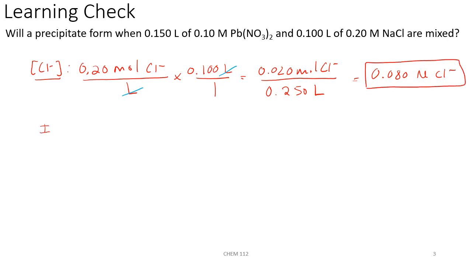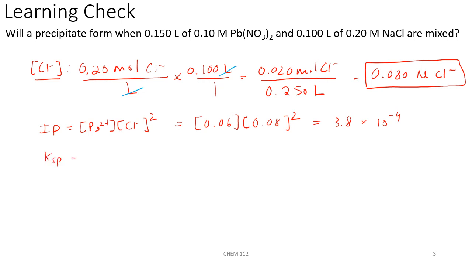Next, we want to calculate the ion product. The ion product is equal to the concentration of lead ions in solution times the concentration of chloride ions in solution squared. So now we can plug in those values. Our lead molarity we got was 0.06 molar. The chloride concentration was 0.08 molar, and that'll be squared. This gives us an ion product of 3.8 times 10 to the negative fourth. Our KSP off of the chart for our lead 2 chloride was 1.7 times 10 to the negative fifth. So in this example, our ion product was greater than our KSP for lead 2 chloride. Therefore, this means that a precipitate will form.